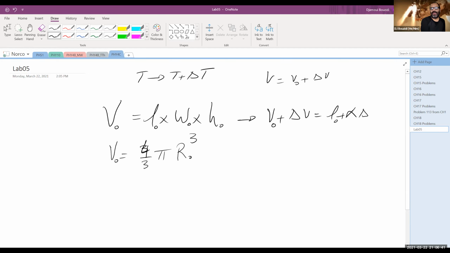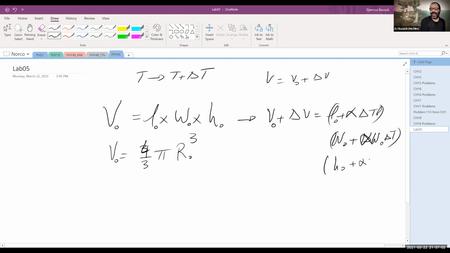So the new volume is L naught plus alpha times L naught times delta T, times W naught plus alpha times W naught times delta T, times again the height, which is H naught plus alpha times H naught times delta T.